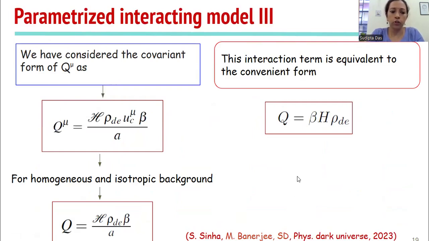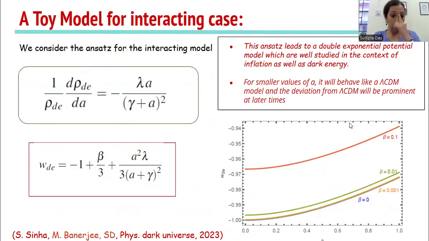So in this particular paper, we considered a mathematical choice for this Q. We also choose Q to be proportional to beta, so instead of epsilon, we have chosen beta times H rho dark. And we consider a particular ansatz for this interacting model. We choose a particular parametric form for the energy density of the dark matter, which will in turn provide us the equation of state parameter for the dark energy in this form. It has been shown that this ansatz leads to a double exponential potential model, and these double exponential potentials are well studied in the context of inflation as well.